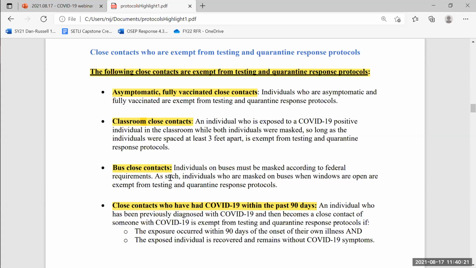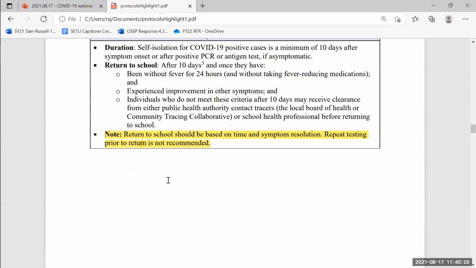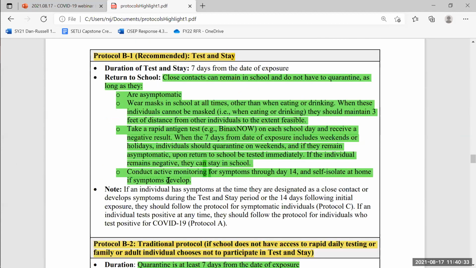Some questions about test and stay, in particular to go over the duration of the test and stay period in that protocol, and to talk about what should happen on non-school days, particularly the weekend or holidays. Great.